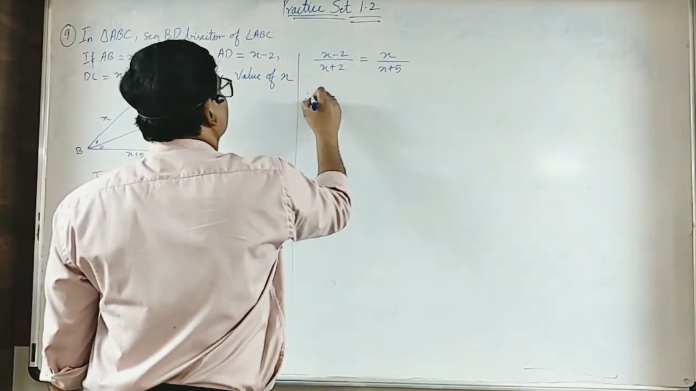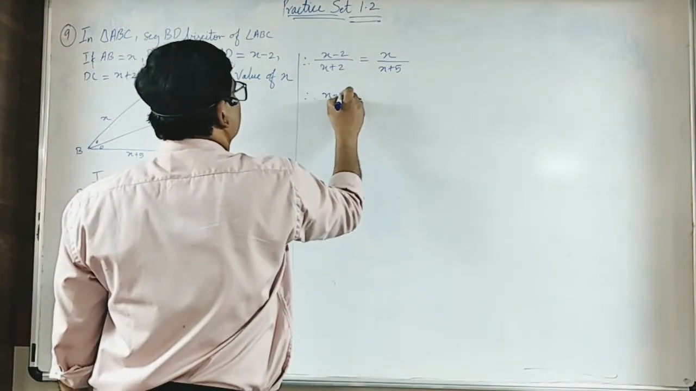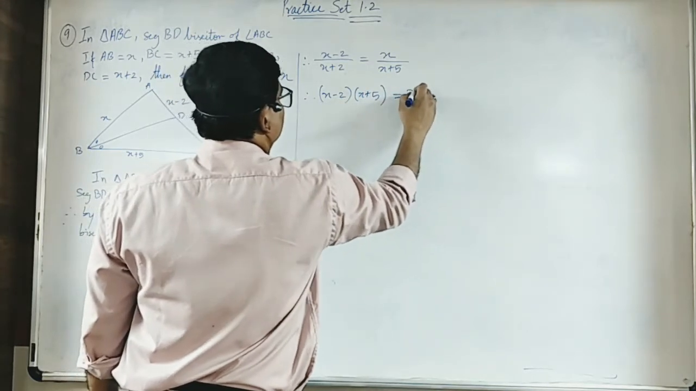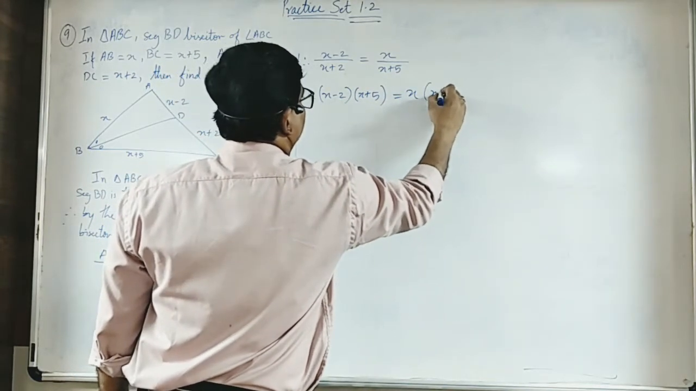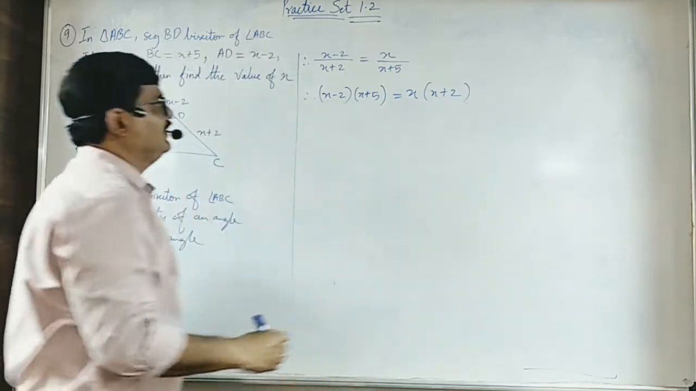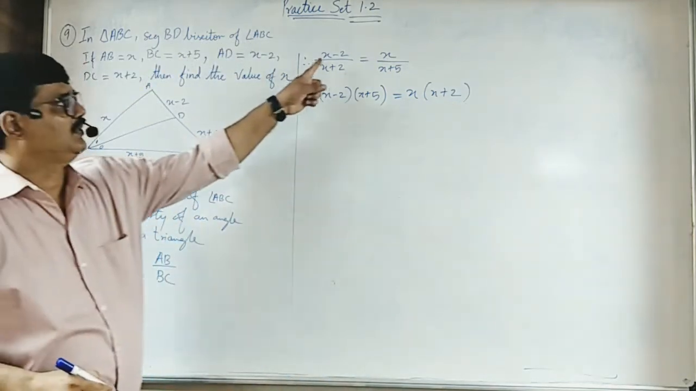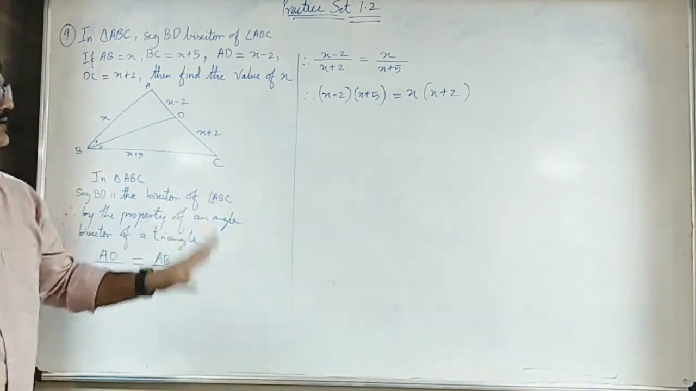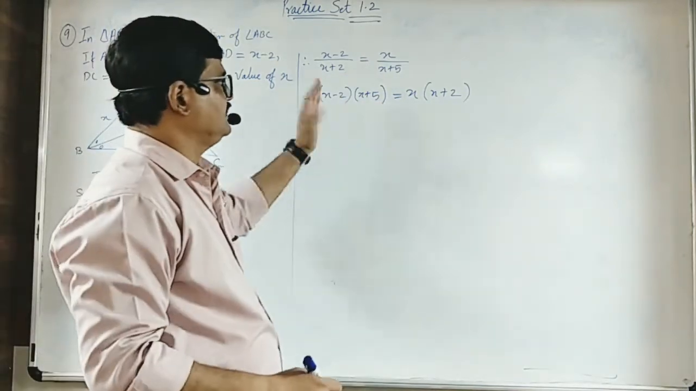This x minus 2 will go and multiply with x plus 5, and x will go and multiply with x plus 5, x plus 2. Now when you multiply, x minus 2 will go and multiply with x plus 5 and x will go and multiply with x plus 2. Now here we have to multiply these two brackets. It's the same as before.